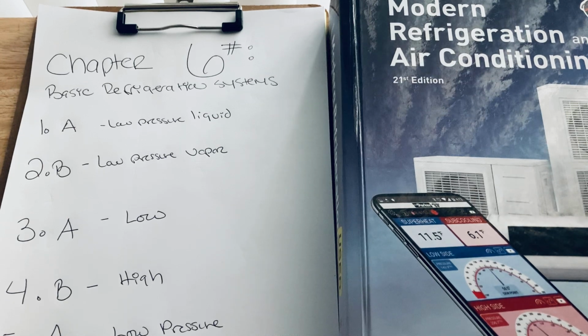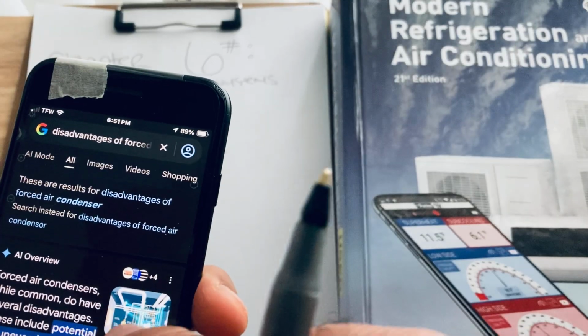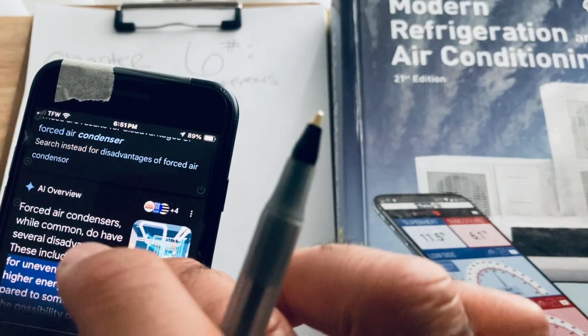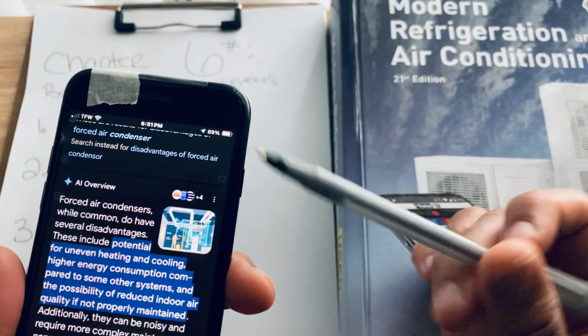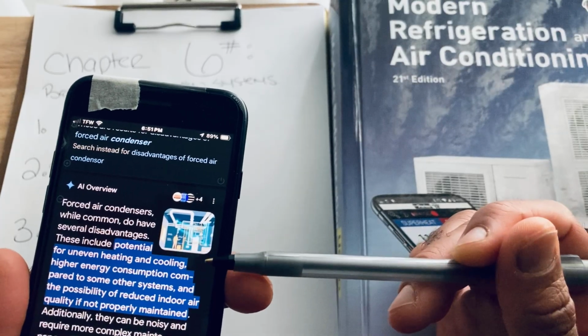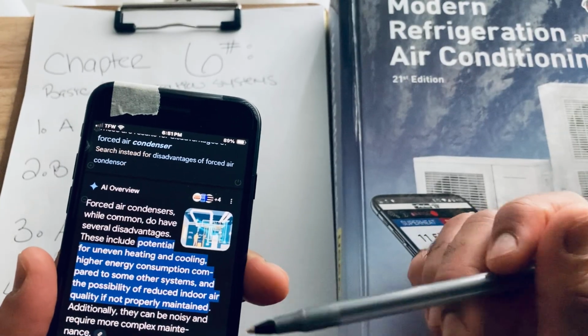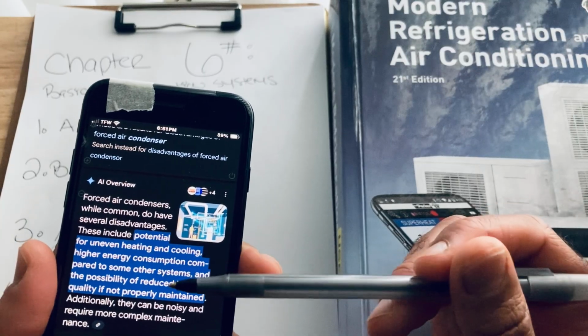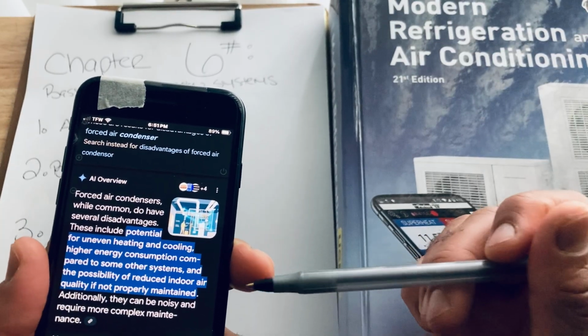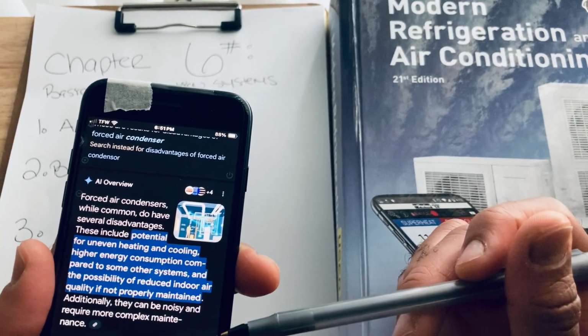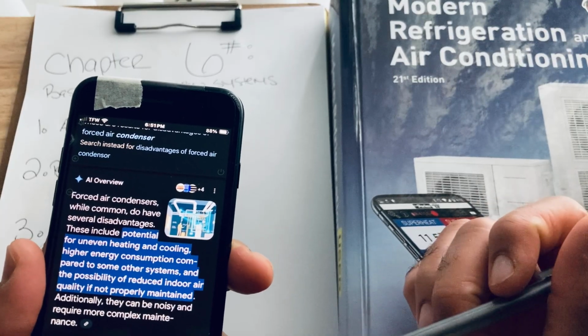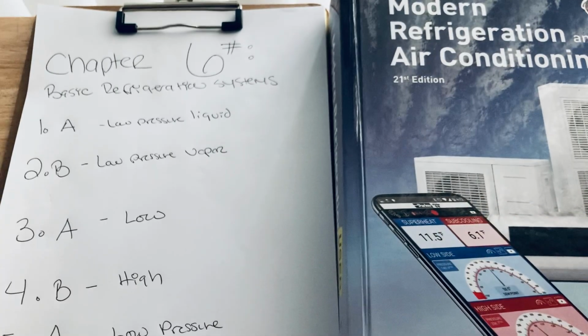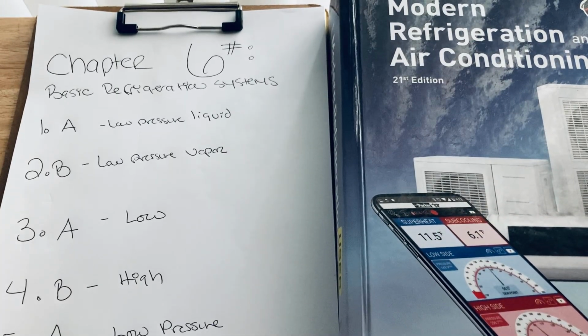All right, so the answer I got, forced air condensers, while common, do have several disadvantages. Potential for uneven heating and cooling, higher energy consumption compared to some other systems, and the possibility of reduced indoor air quality if not properly maintained. So you got 3 there. So that's for forced air, and then natural convection.